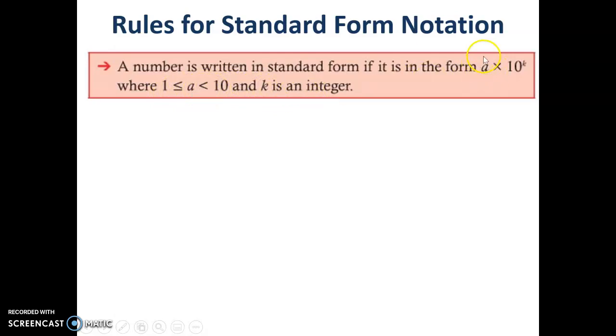It's exactly what we've seen. A must be between 1 and 10. We talked about that. It's greater than 1, less than 10. So a must be some number between 1 and 10. And then k must be an integer.